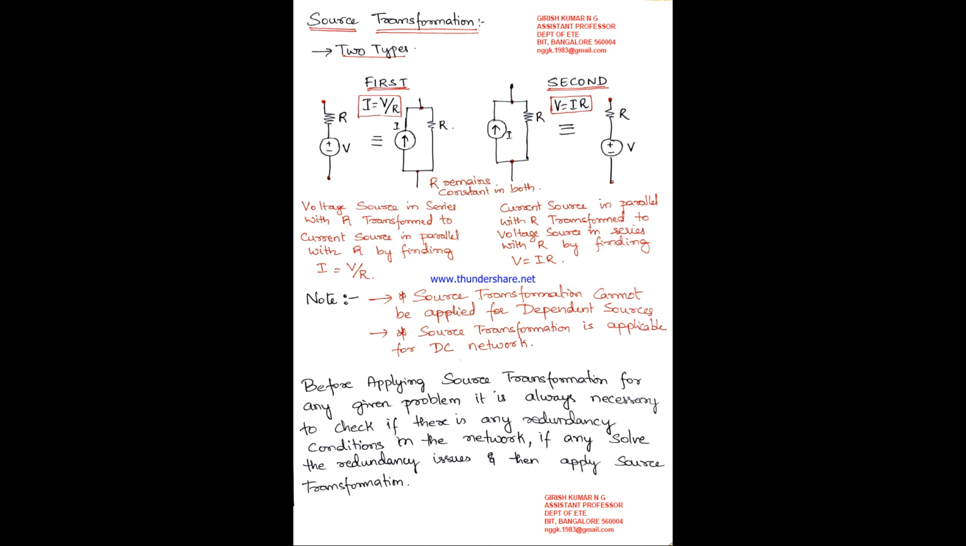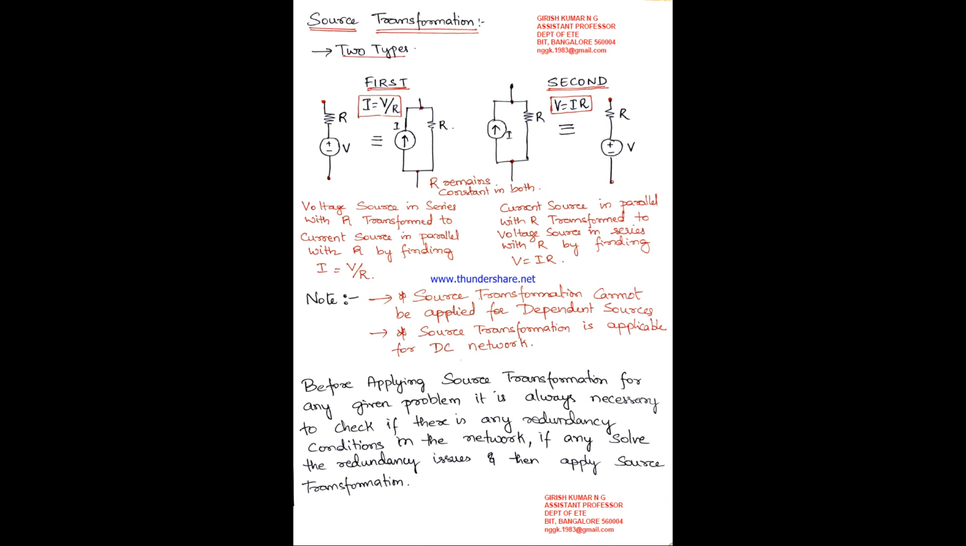Similarly, the second type is when a current source in parallel with the resistance can be transformed into a voltage source in series with the resistance. So you have a current source in parallel with the resistance in the network, and that can be transformed into a voltage source in series with the resistance. Now what would be the value of the voltage? How will you find the value of the voltage source?